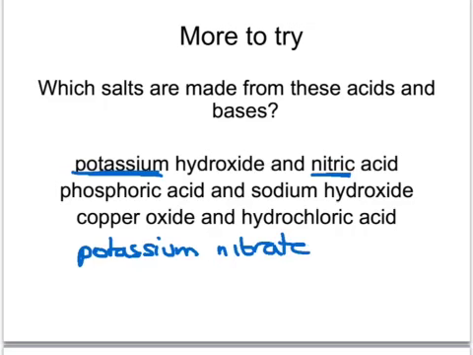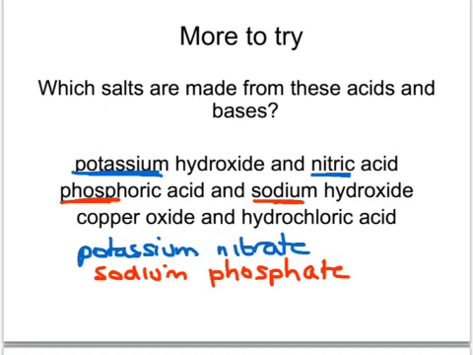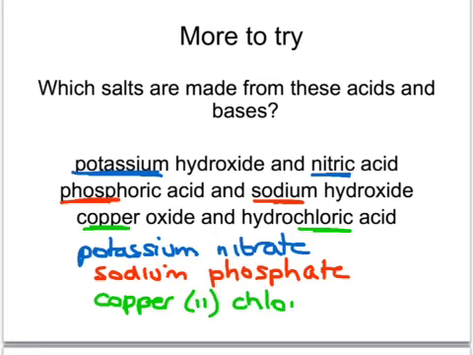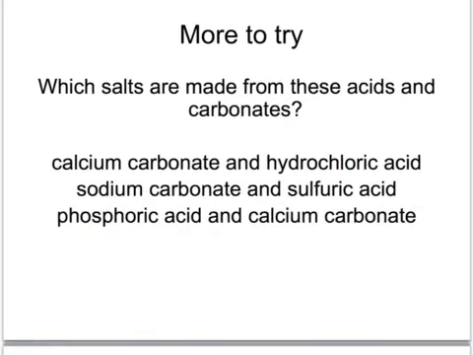Second question. Here we've got phosphoric acid and sodium hydroxide. They're the other way around this time. So here we'd get sodium phosphate. And the third one, well, here we have copper oxide, or copper 2 oxide, and hydrochloric acid. So here we'd have copper, to be strictly correct, copper 2 chloride.